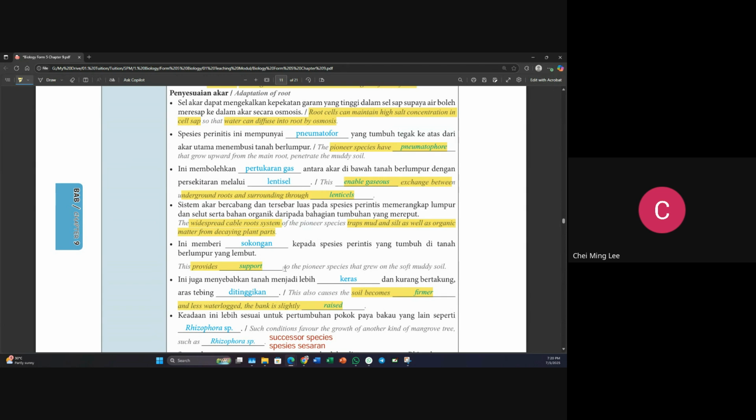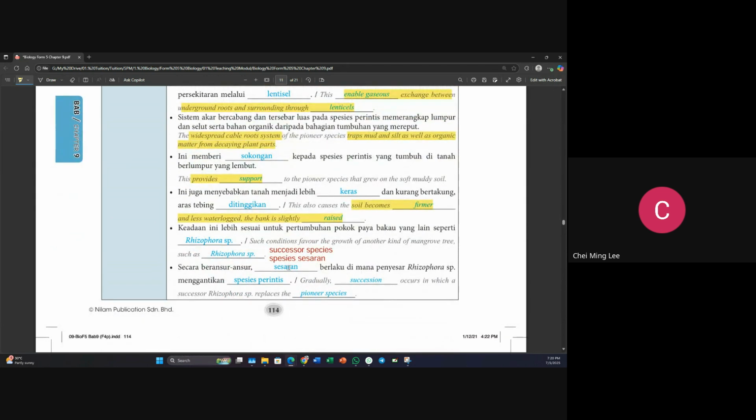Now by this, the successor species comes in, because it is no longer salty, so it favors another kind of mangrove tree, the Rhizophora species, to be the successor species. Gradually the succession occurs, in which the successor Rhizophora replaces the pioneer species. It starts with 1, 2, 4, more and more. Then bye-bye to the pioneer species. Now the pioneer species move to the new seaward zone.